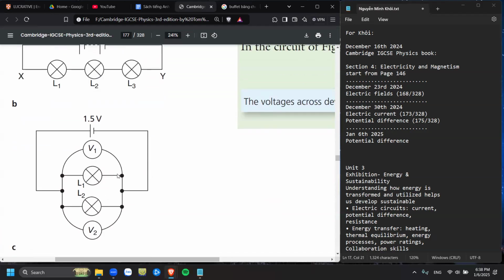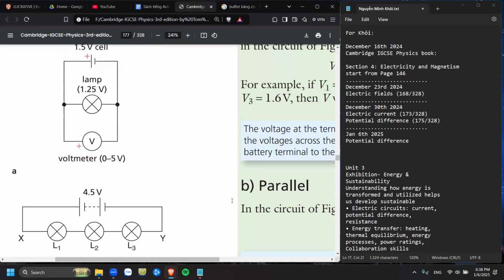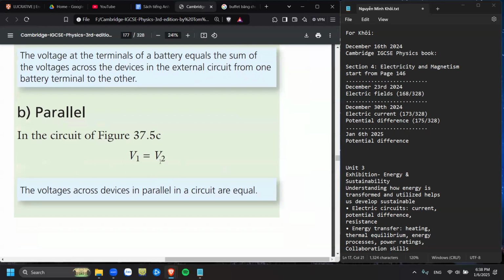So what does it say here? V1 is equal to V2. In a parallel circuit, it doesn't matter how many branches, the potential difference between the two points is still the same. Now you understand. That's why I say V1 is equal to V2. So the voltages across devices in parallel in a circuit are equal.